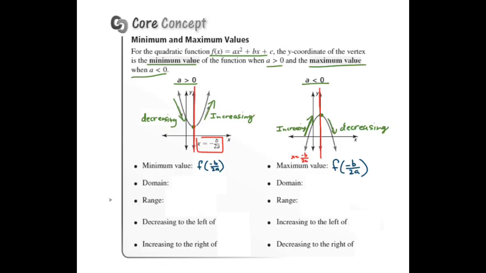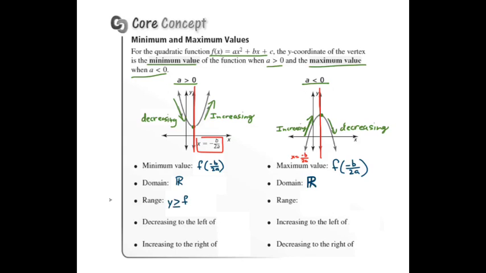The domain for both of these functions, well, both of these go left forever and right forever. So the domain is all real numbers. All parabolas, well, I should say all vertical parabolas, we'll talk about horizontal parabolas in a different one, but all parabolas that face up and down, the domain is all real numbers.